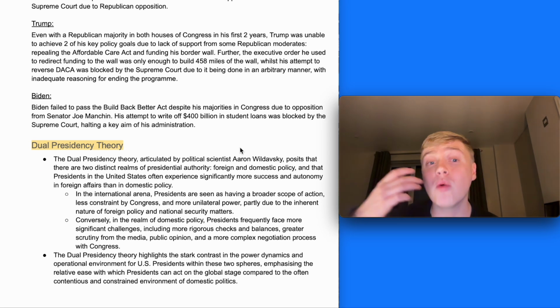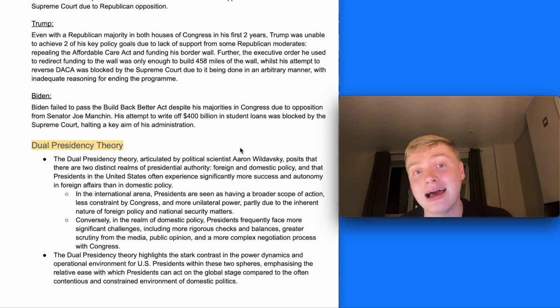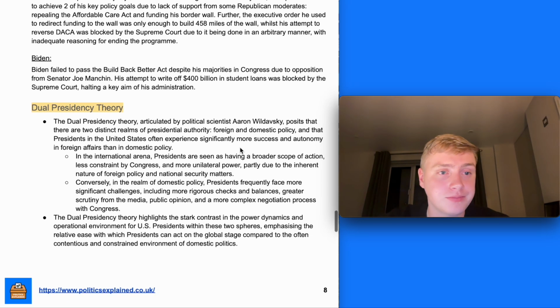And Trump, even with a Republican majority in his first 2 years, was unable to achieve two of his key policy goals due to a lack of support from Republican moderates, and that's repealing the Affordable Care Act and funding his border wall. Further, the executive order he used to redirect funding for the wall was only enough to build 458 miles of the wall, whilst his attempt to reverse DACA was blocked by the Supreme Court. It shows key institutional constraints and could suggest that it's an imperiled rather than an imperial presidency.